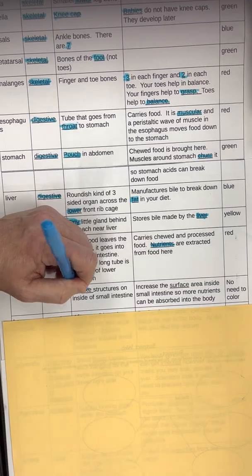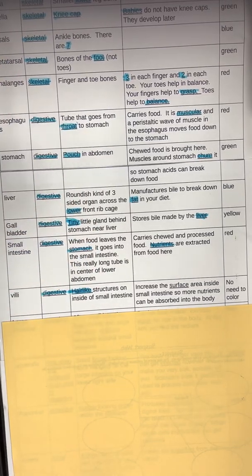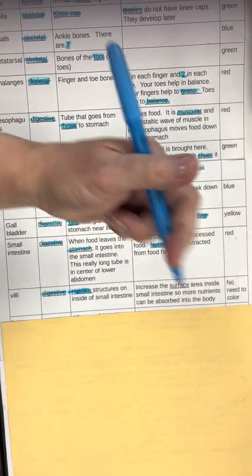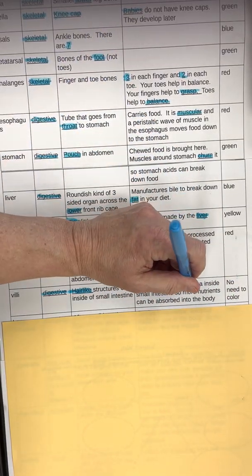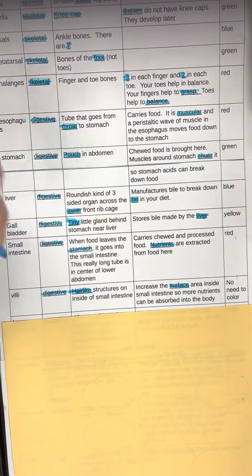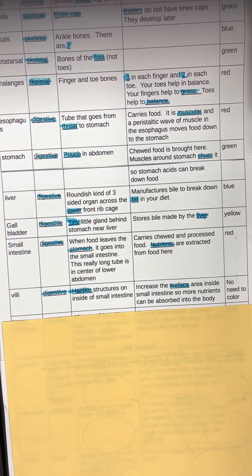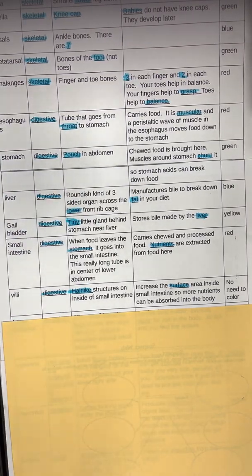Villi is digestive. Hair-like structures on the insides of the small intestine. They literally are like this and they help move things along in your small intestine. They increase the surface area. So if you think about the surface area of the inside of the tube, it is a lot bigger when you have all these little finger-like things sticking out. So it really helps to absorb those nutrients.